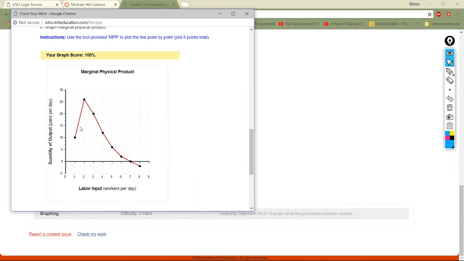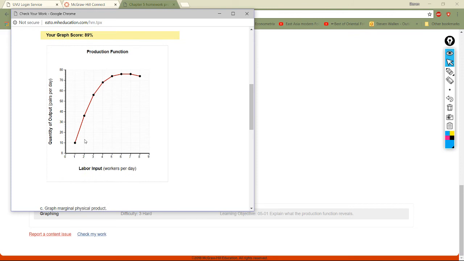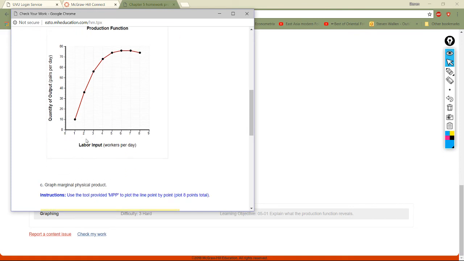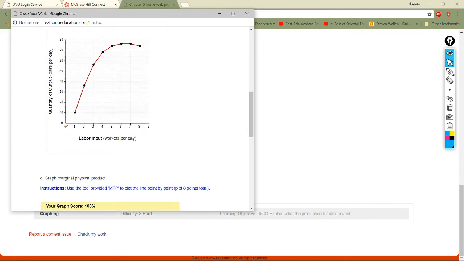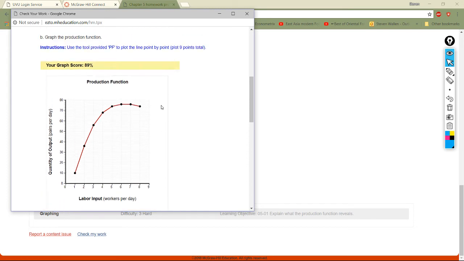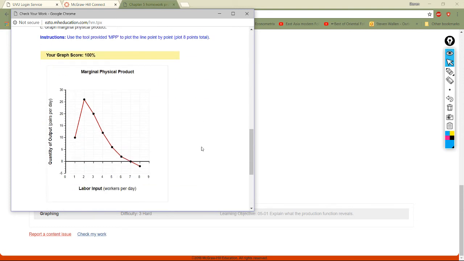And it wanted us... No, this one didn't ask us to plot the 0 point. Interesting. So with that one, though, it did want us to plot the 0 point. So it's something to be aware of. And then you just count points. It'll tell you how many plot points total. 1, 2, 3, 4, 5, 6, 7, 8. So what do we need to plot? Plot 0 on there. So that's all they wanted there.